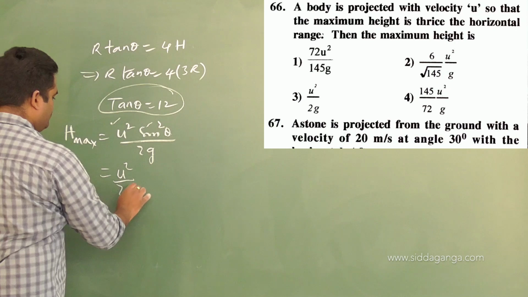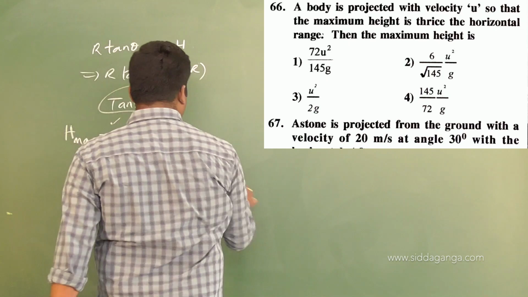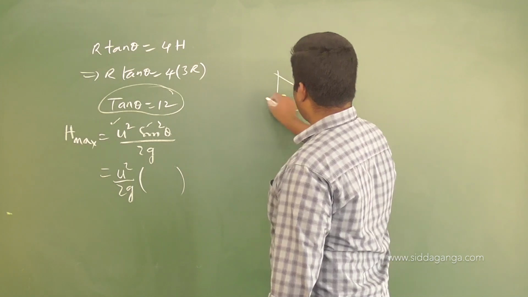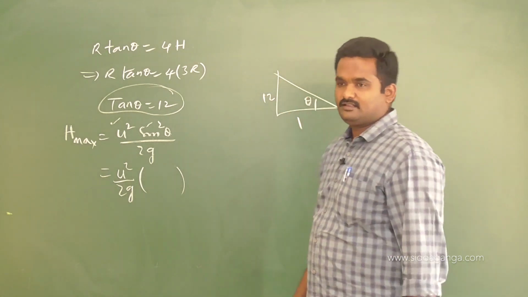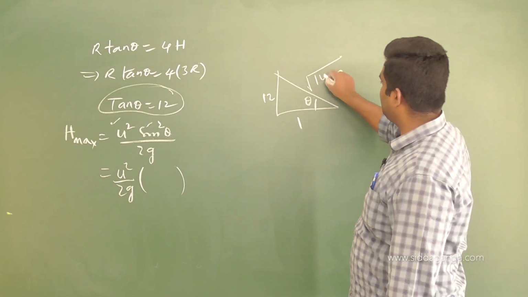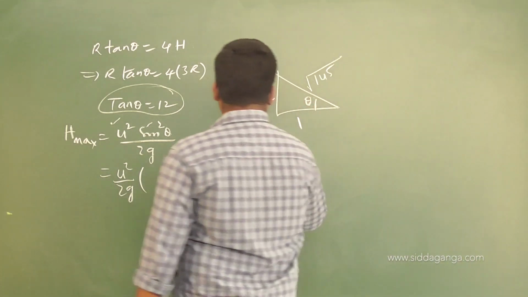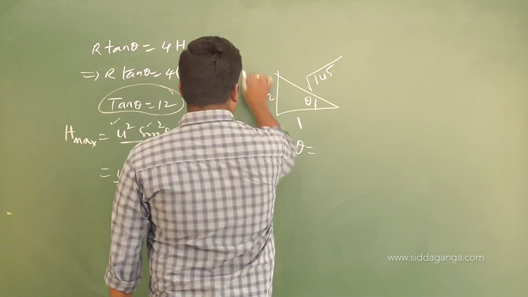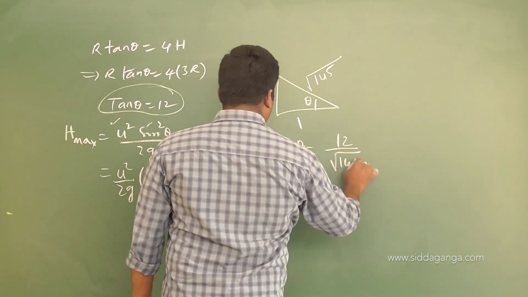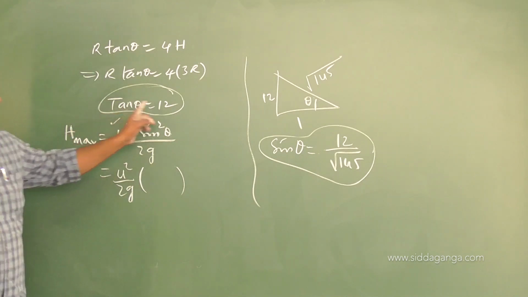U square by 2g into, I want to substitute for sin square theta here. For this, see, in a right triangle, this is theta, tan theta means 12 by 1, they have given. This is how much then? Root of 12 square plus 1, 144 plus 1, 145. See how simple it is. This is root 145. So from this what can I write? Sin theta equals opposite, which is 12, divided by root of 145. This is the value of sin theta. If they give tan theta, how do you find sin theta? This is the way.